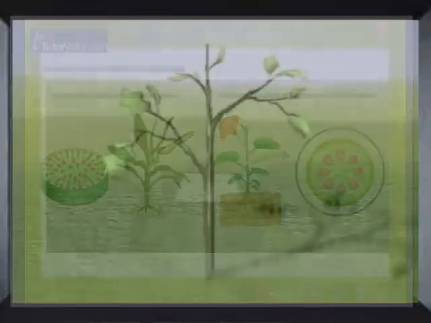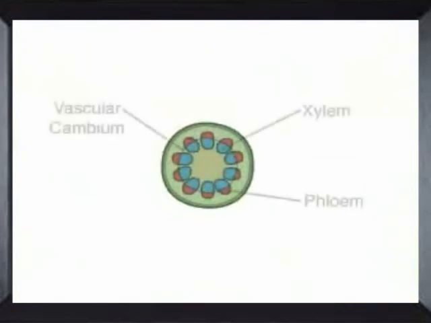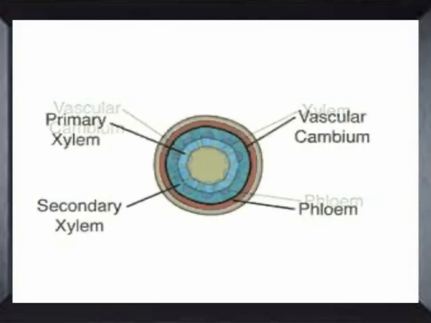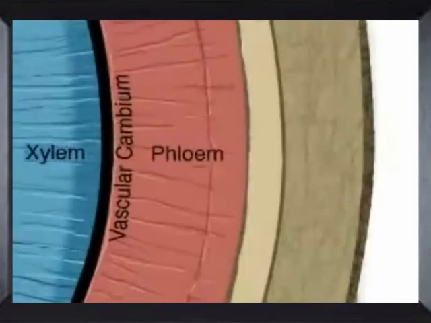So, increase in girth in dicots is accomplished by secondary growth involving the vascular cambium, which is a meristematic tissue between the phloem and xylem. In a young plant, vascular bundles composed of xylem, phloem and cambium are distinct from one another. As growth continues, the vascular cambium forms a continuous ring near the perimeter of the stem.